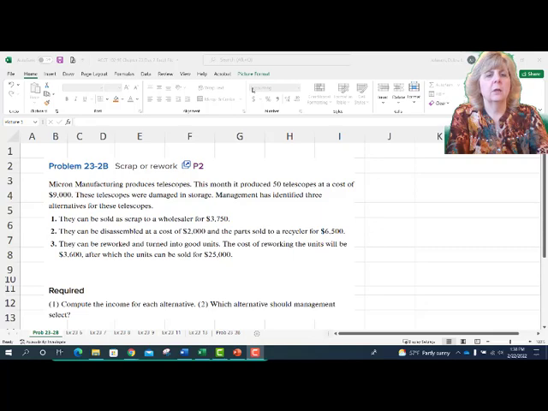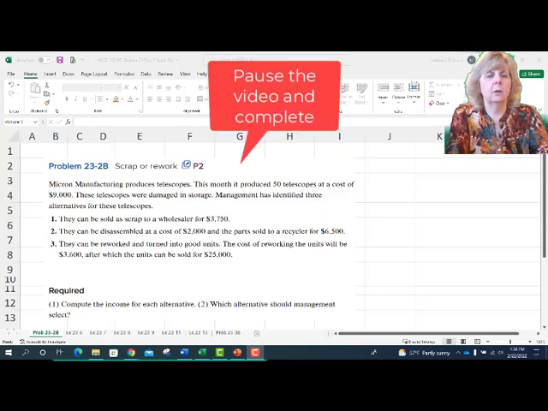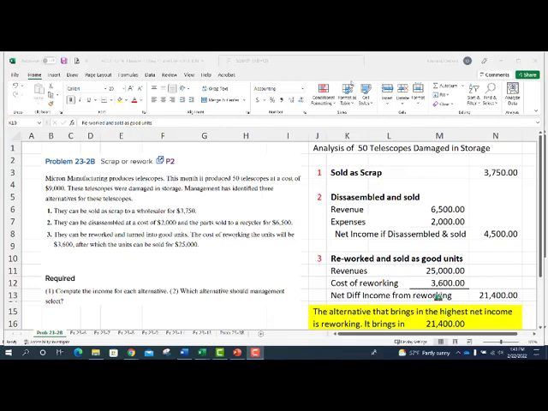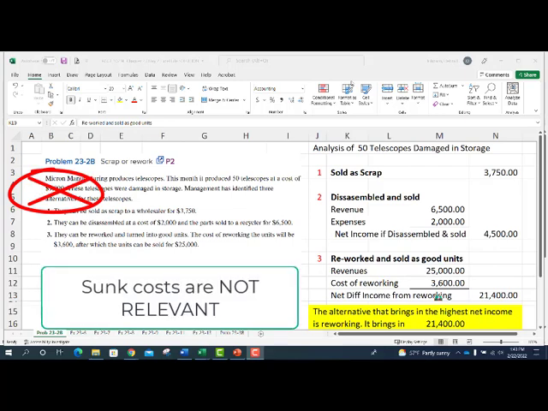So pause the video, go ahead and calculate your answer for whether they should scrap or rework, and then we'll dive into the sales mix. As you read the problem, I hope you noticed that the cost of $9,000 given in the first paragraph is a sunk cost. The cost has already been incurred.